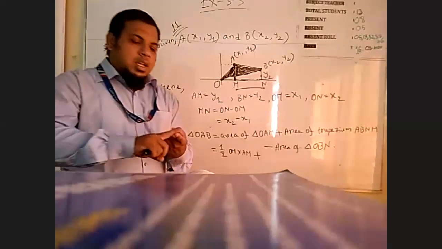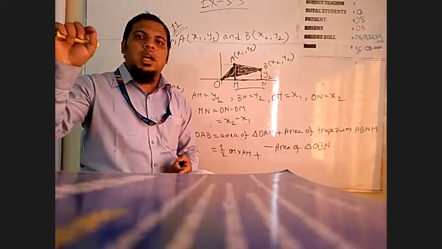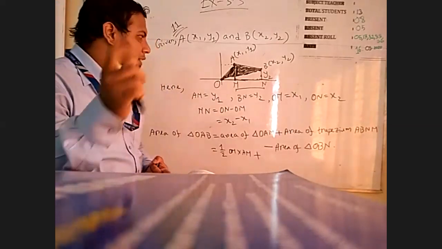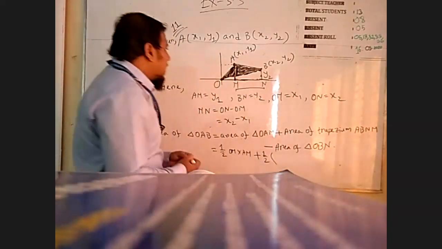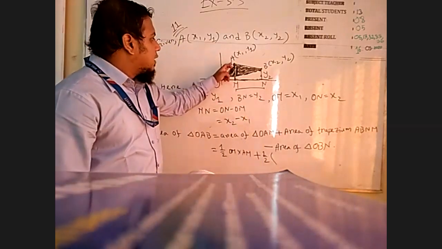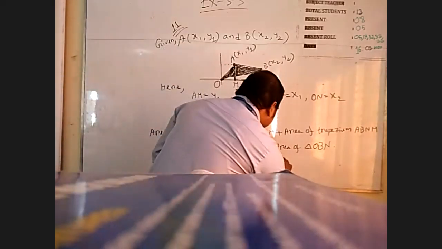Okay, half into sum of parallel sides, right? Sum of parallel sides. Exactly. Remember, half into sum of parallel sides. So here the parallel sides are AM and BM, so that means AM plus BM.